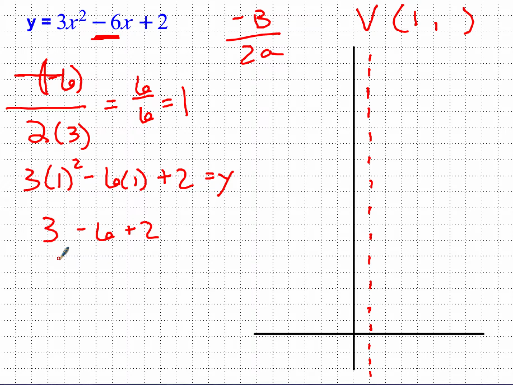Okay, and that's going to give me, let's see, negative 3 plus 2, this is going to give me negative 1. So my vertex is at (1, negative 1). I'll plot that in blue here, which is going to be here. So there's my vertex. Now what I can do is I just want to get 2 points on both sides of my axis of symmetry, so 2 points on each side for my parabola.